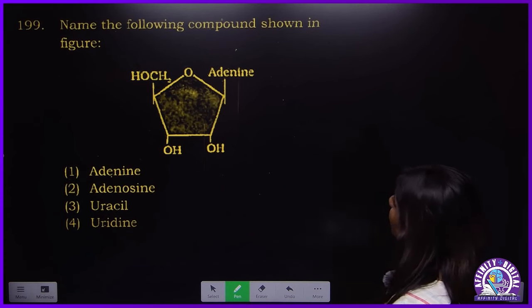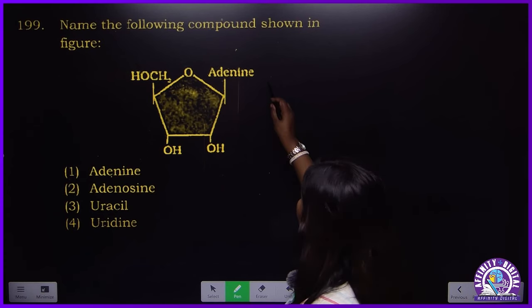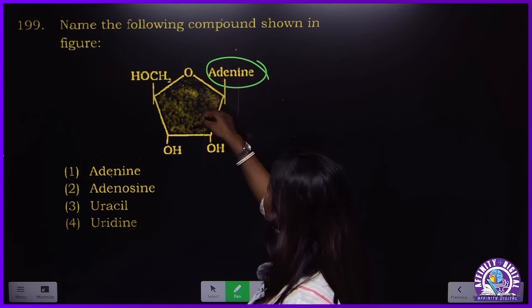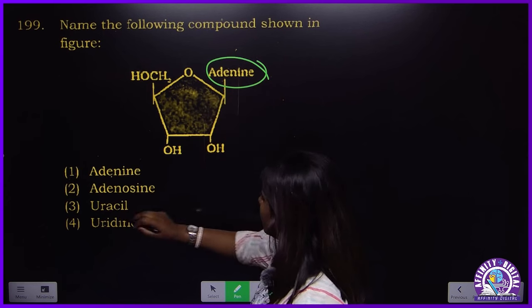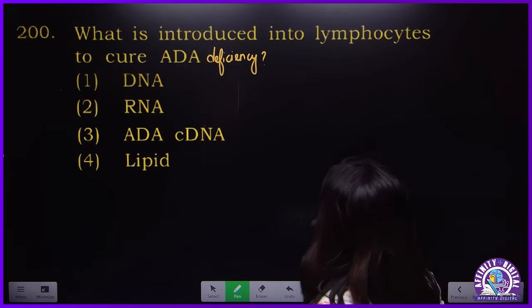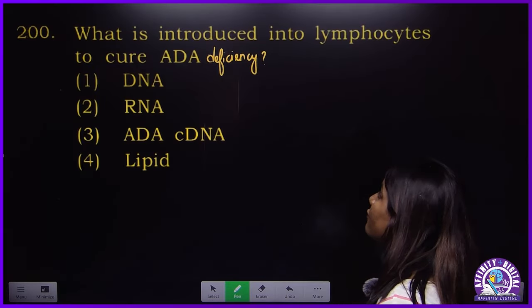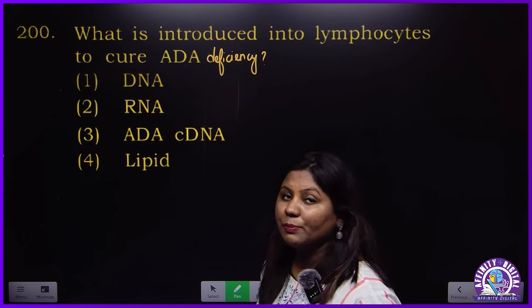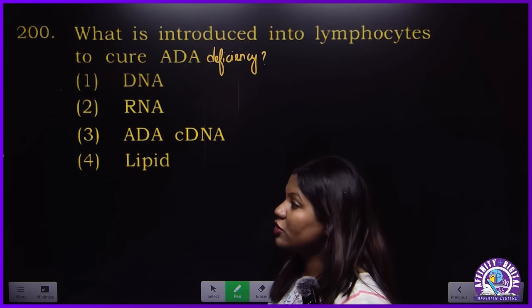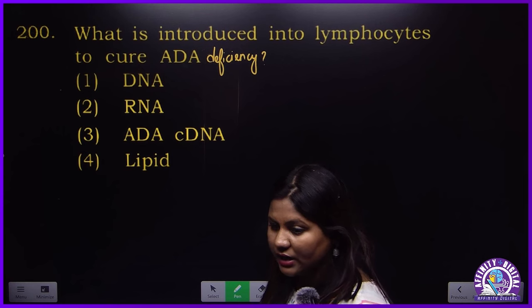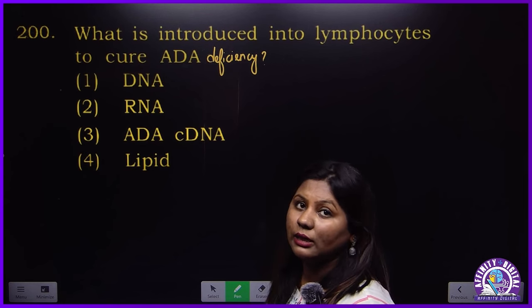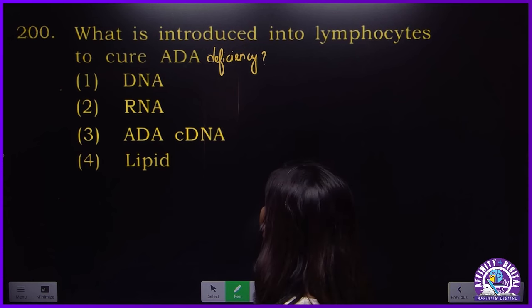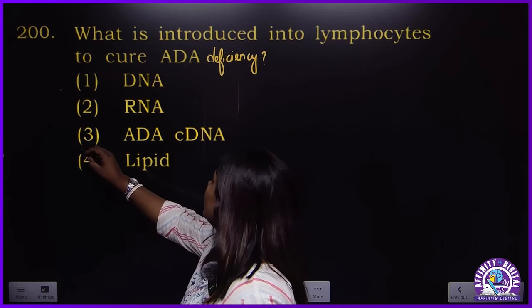Name the following compound shown in the figure. So यहाँ पे adenine लगा हुआ है. And this is the sugar molecule. So it is adenosine. Right? What is introduced into the lymphocyte to cure the ADA deficiency? Although it is not a permanent treatment, yet कुछ cells lymphocyte patient से बाहर निकाल के उसको treat किया जाएगा with the retrovirus which is carrying the complementary DNA. So it is ADA cDNA.